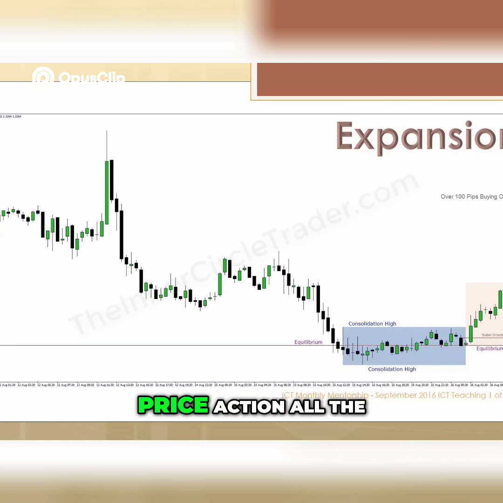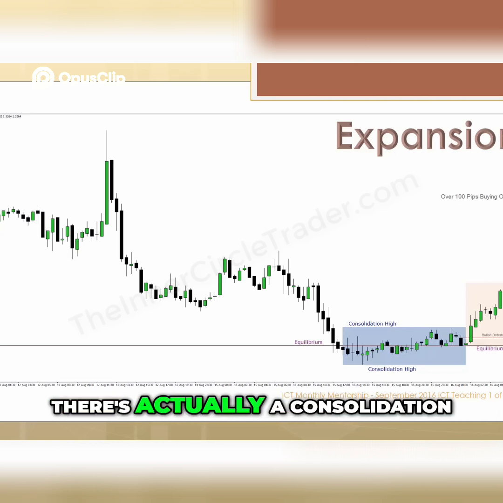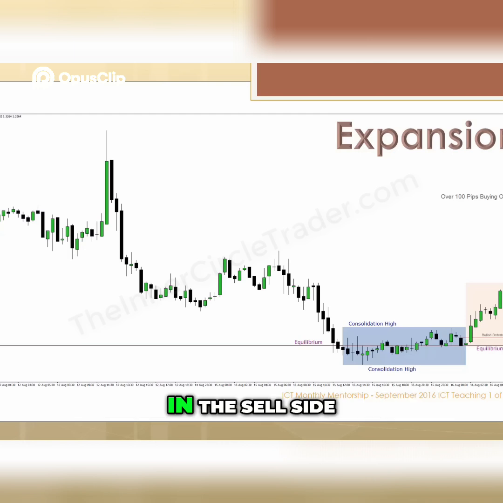It's in price action all the time. And if you study just to the left of the consolidation we have shaded in blue, there's actually a consolidation in the sell side where the market broke down and came right back to the equilibrium price point again and then sold off.